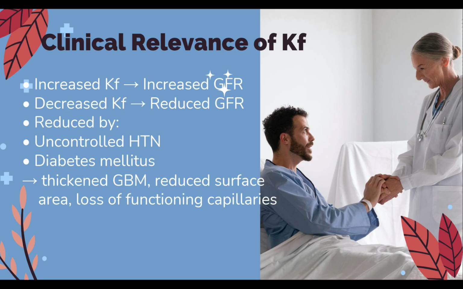So what is the clinical relevance of Kf? Why do we have to know about the glomerular capillary filtration coefficient? When there is an increased Kf value, usually there is an increased glomerular filtration rate. When there is a decreased Kf value, there is a reduced glomerular filtration rate. The Kf value can be reduced by uncontrolled hypertension and diabetes mellitus, because in these conditions there can be thickened glomerular basement membrane, reduced surface area, and loss of functioning capillaries. These can lead to a reduced value of Kf.